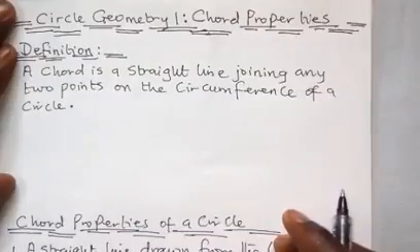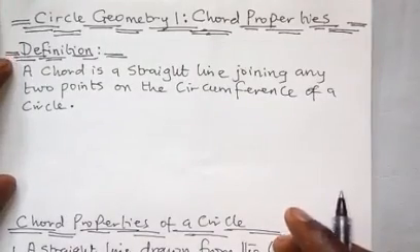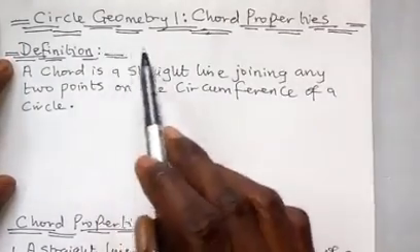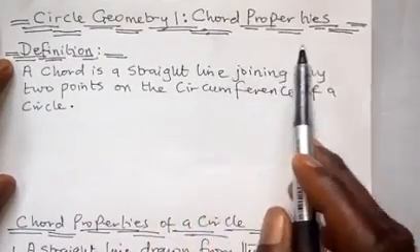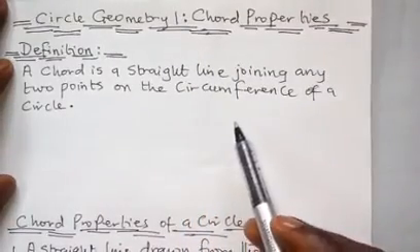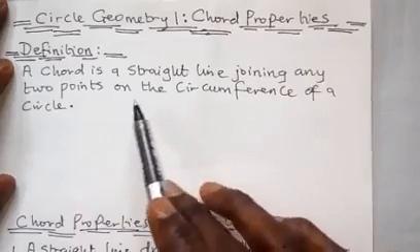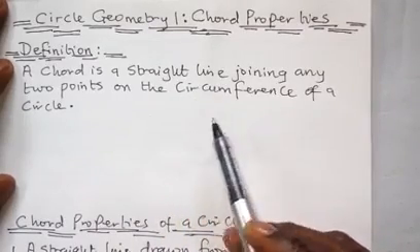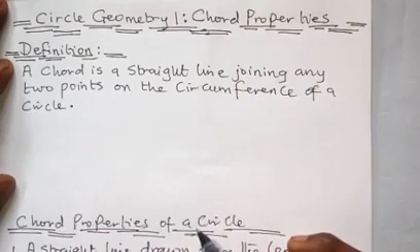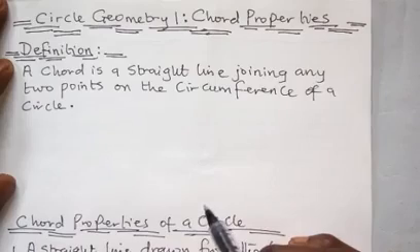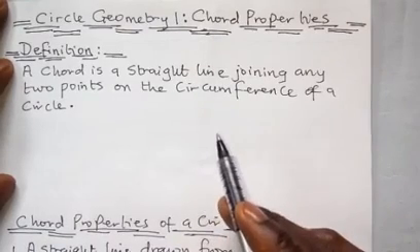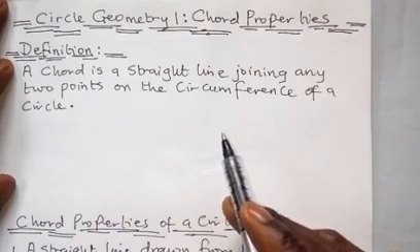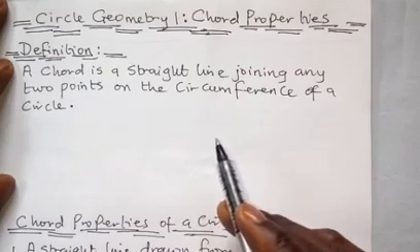Welcome to Math Solution. In our lesson today, we shall be looking at circle geometry 1, chord properties. In this lesson, we shall be looking at the definition of what a chord of a circle is. Then we'll go into the properties of chords, that is, chord properties of a circle. And then we'll take a look at some examples, and we are going to wrap up this lesson by me giving you some assignments for you to try your hands on.